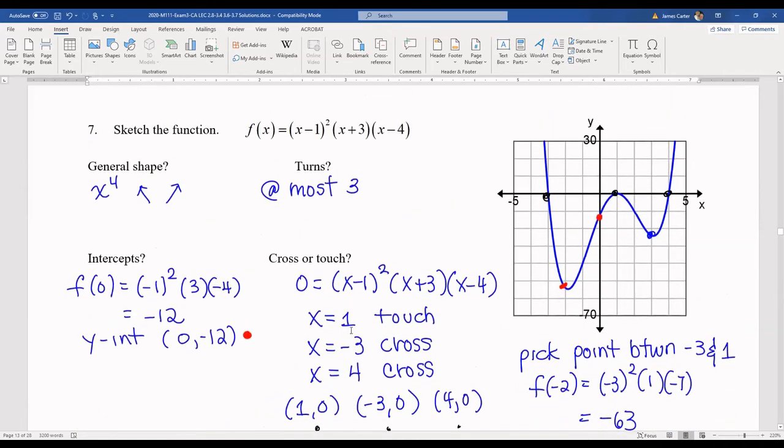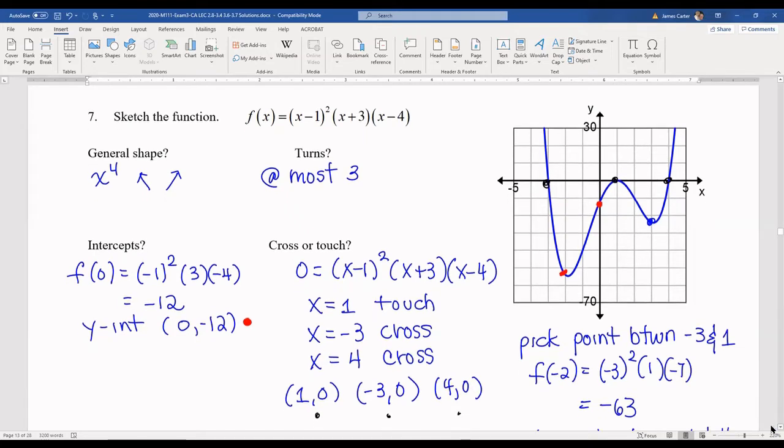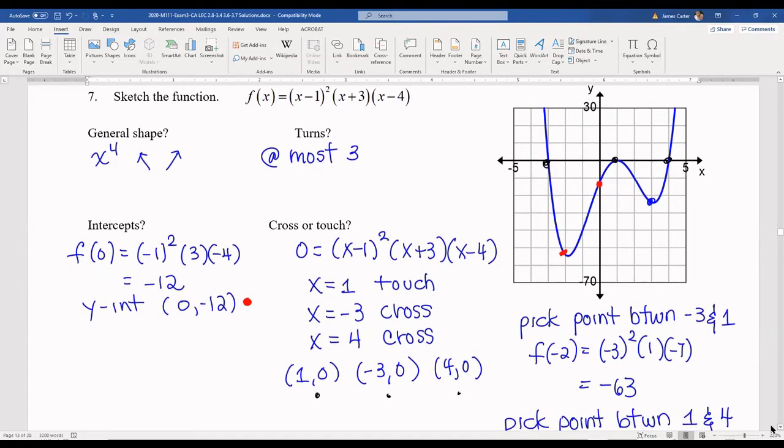Okay, so let's sketch this one. Need to raise that up just slightly. Okay. What's our total degree? 2, 3, 4. So this thing's going to be W shaped. Here's our general shape with a 4th degree equation. We're going to have at most 3 turning points. Well, let's look over here. 1, 2, 3. 3 terms.